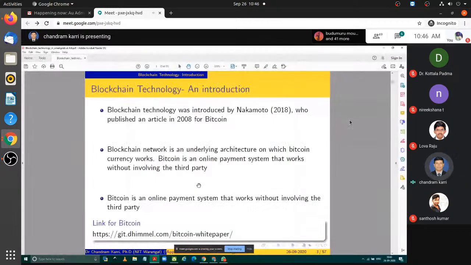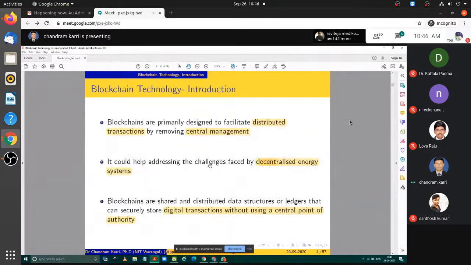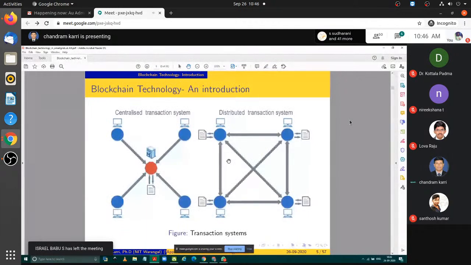So what is a blockchain network? It is a kind of architecture. All operations will happen without any third party agency in blockchain technology. So what is the main motivation? Let me explain.